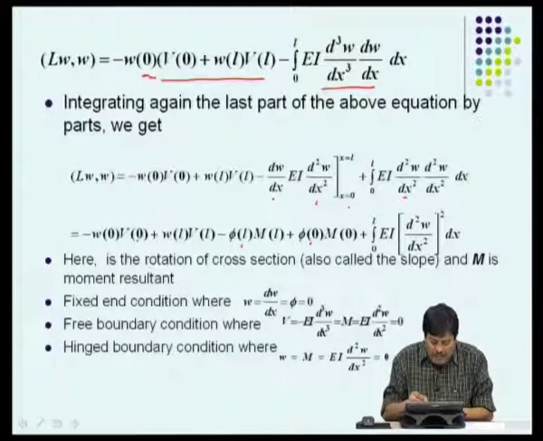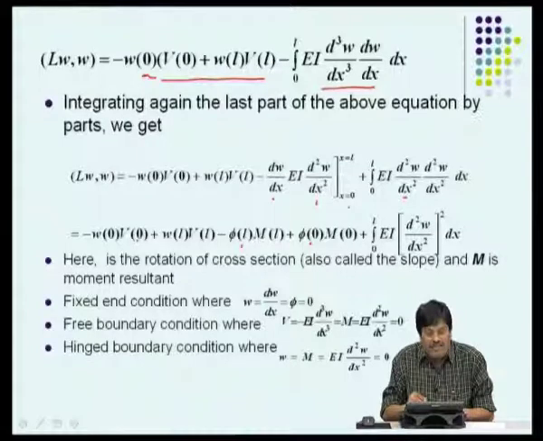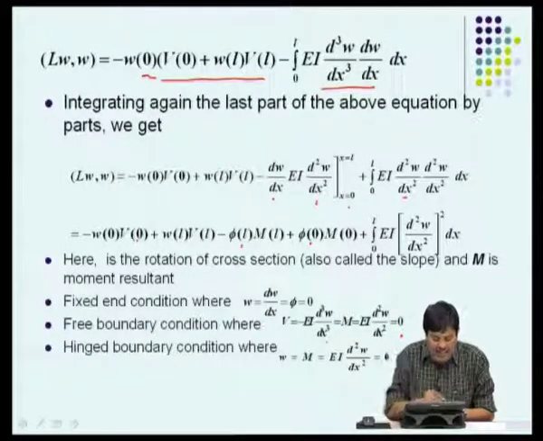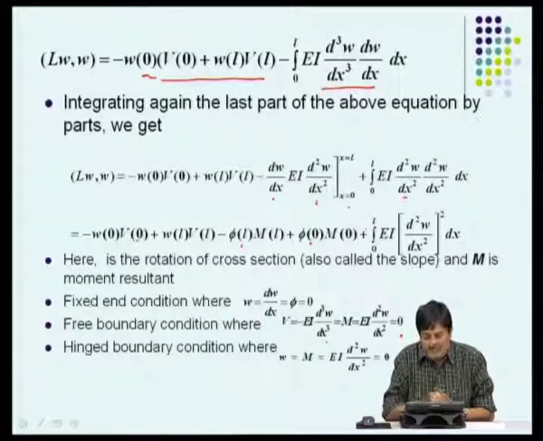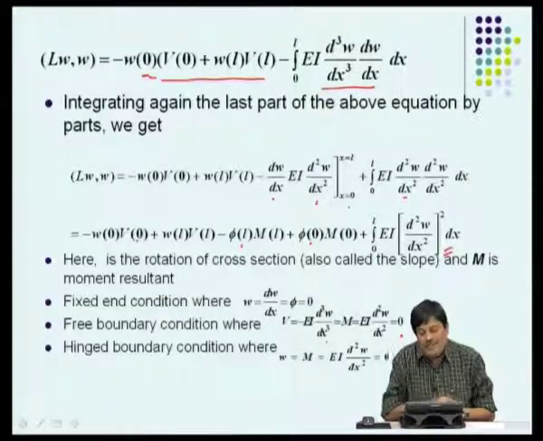So, for all these are the probable conditions. If the beam is fixed, we have slope is 0, displacement is 0. If it is a free boundary, we have either the shear force 0 and the moment 0. If it is a hinge boundary condition, we have the displacement and moment is 0. So, in either case, one of them goes to 0, so that the boundary conditions are exactly satisfied, and these terms become the energy functional.